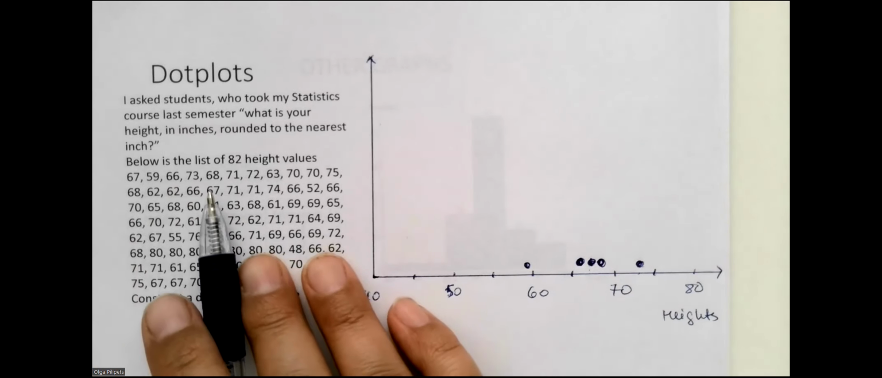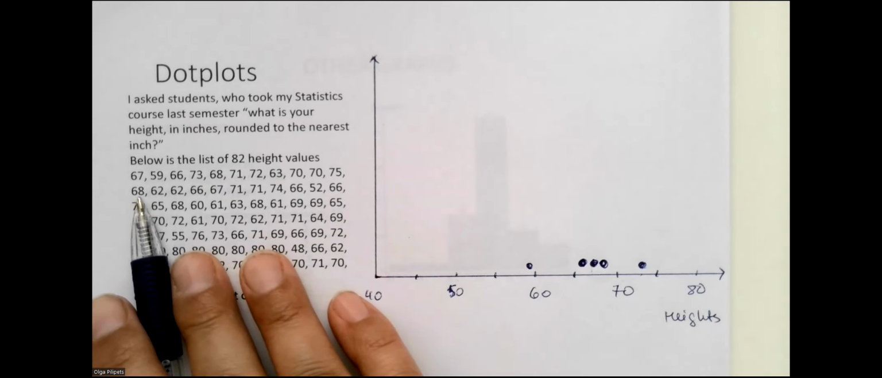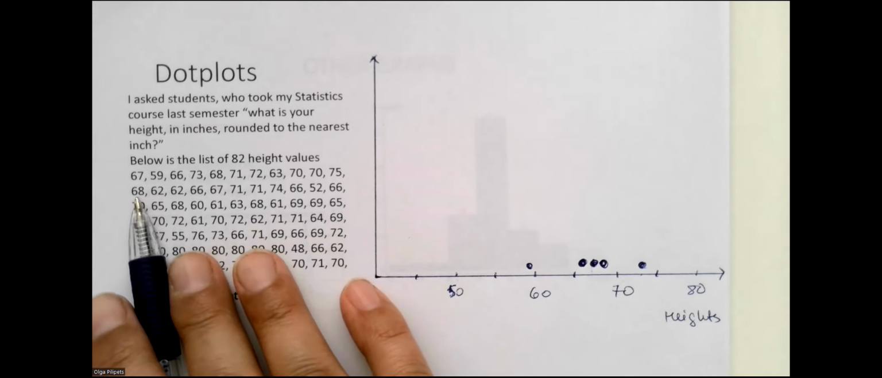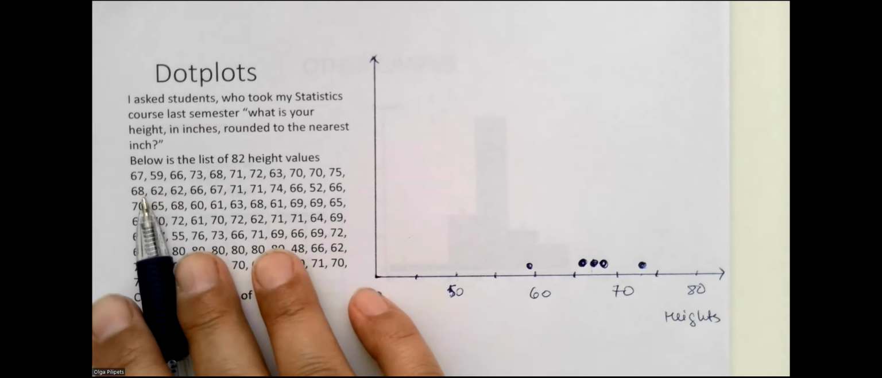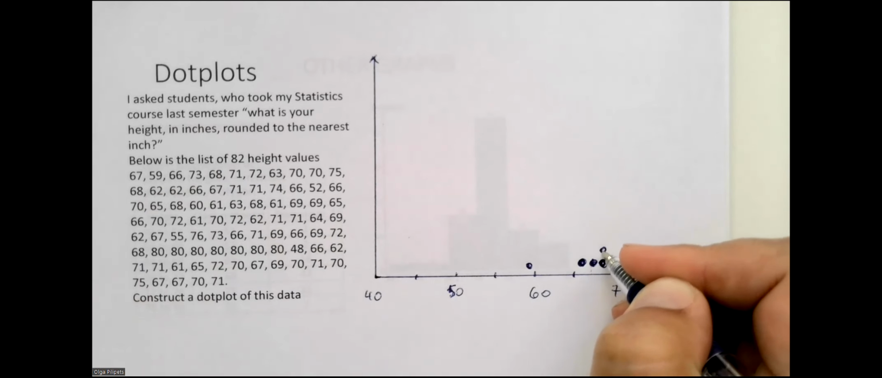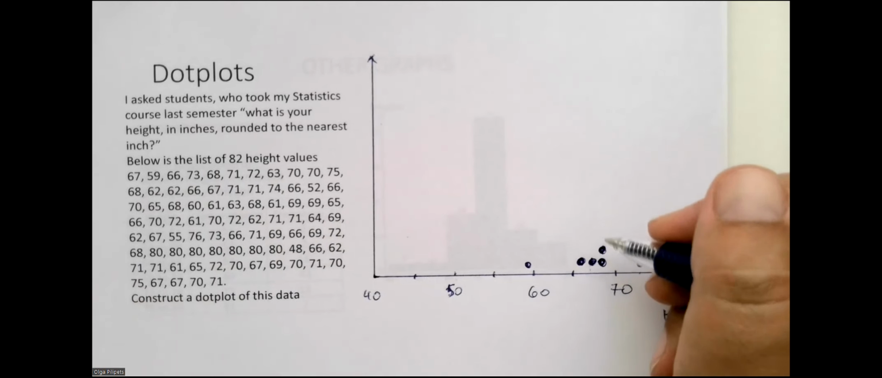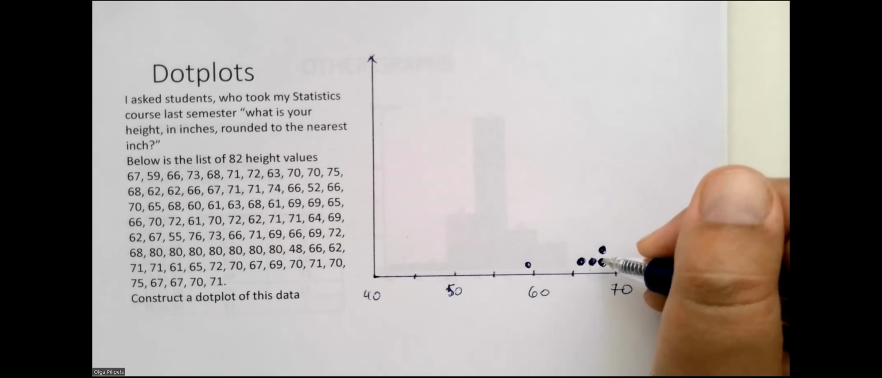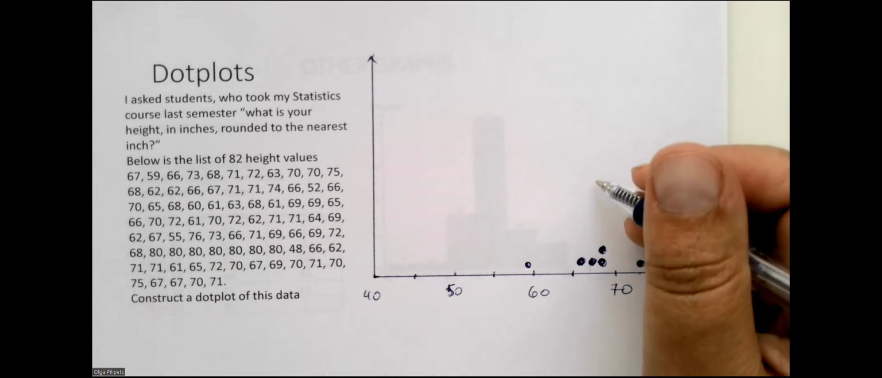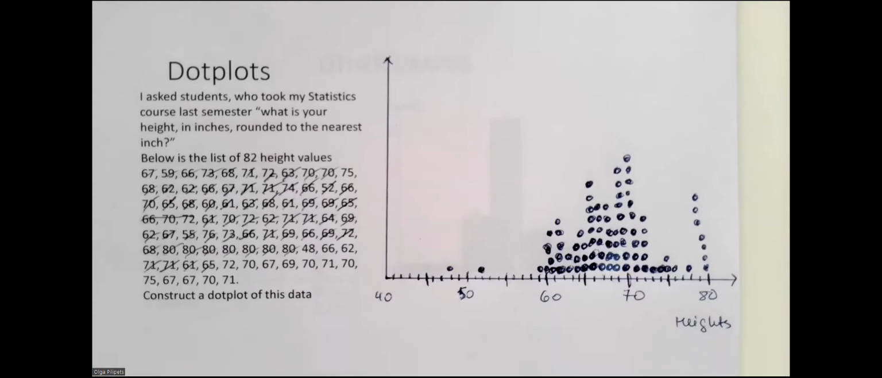Okay, so I'm going to continue this process. If I encounter a second value, like I just filled in 68 and I have another 68, then I'm going to put a dot above it like this. So repeated values are going to go up. If I have a repeated value, I'm going to have a column forming there. I'm going to continue this process, and I'll show you what I got in the end. So this is what I got once I finished.